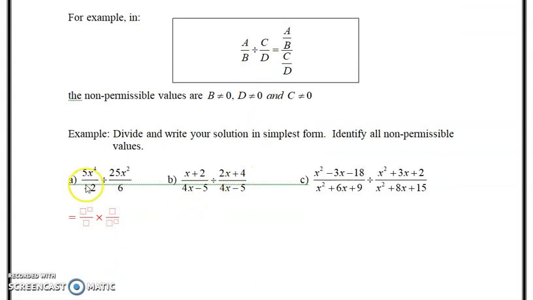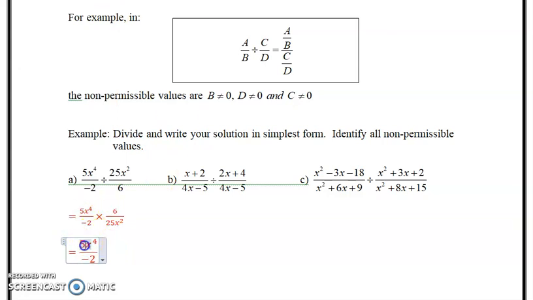Okay. So the first one here, we'll rewrite this as 5x to the power of 4 divided by -2, and then this gets rewritten as 6 over 25x squared. Okay? So we change the division to multiplication, and we take the reciprocal of the second rational expression. Now we'll multiply this. There's nothing to be factored in this one, so we actually do multiply this.